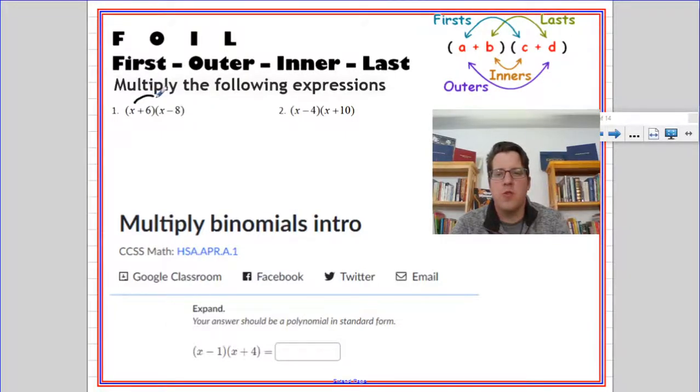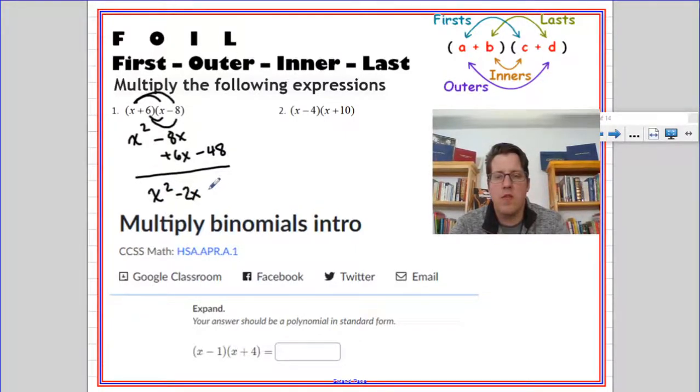So we multiply the firsts together. That gives me x squared. And the outers, that gives me minus 8x. Then we're going to multiply the inners. That's going to give me plus 6x. Remember, we're going to stack these. And then the lasts, which are minus 48. We're going to combine like terms, and we're going to get x squared minus 2x minus 48.